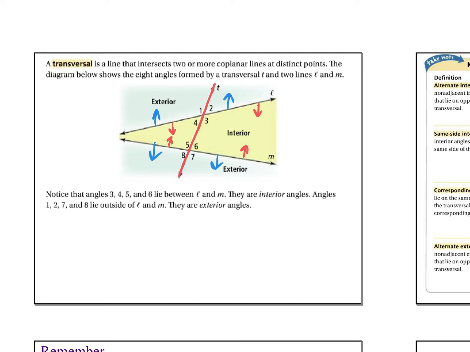The second thing that you have is, see the transversal? You can talk in terms of the same side of the transversal, or you could say it's on alternate sides, or on the other side of the transversal. So we can name angles in terms of how they relate to the two lines and how they relate to the transversal. Okay?